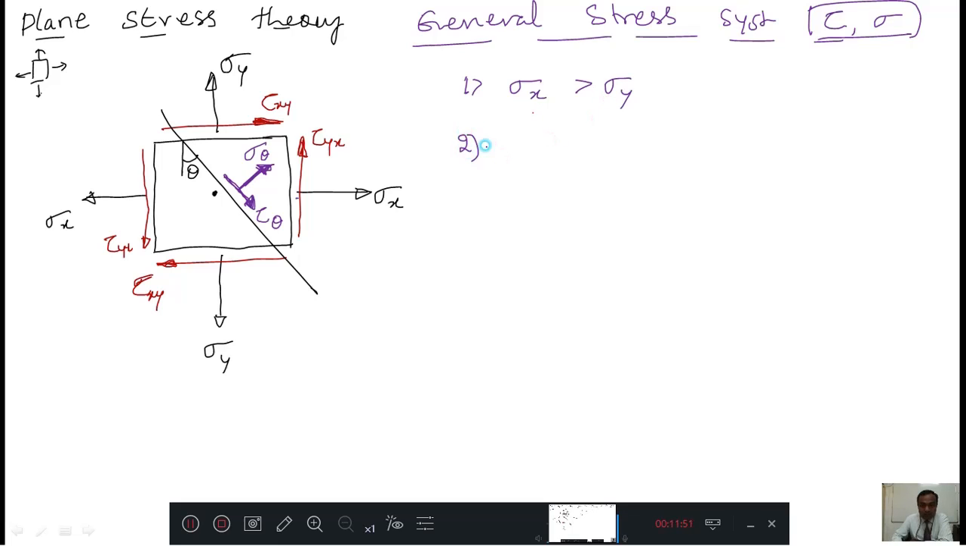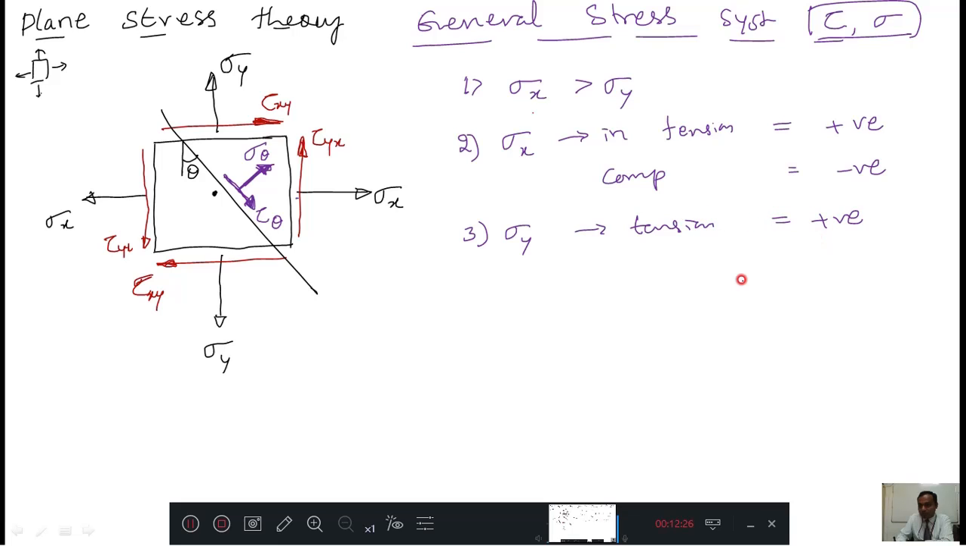And the second thing is sigma x is in tension. In the figure it is shown sigma x is in tension. Then I will consider the sigma x value as a positive value. What happens if the sigma x value is in compression? Then I will consider it as a negative value. Sign convention. Third one is sigma y value is also in tension. If it is tension, I will consider it as a positive value. If it is compression, I will consider it as a negative value.